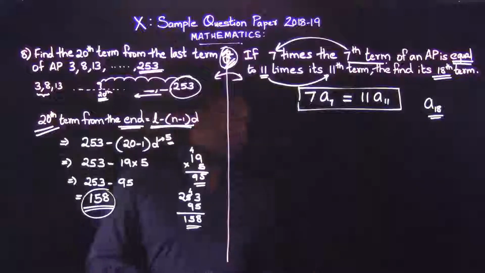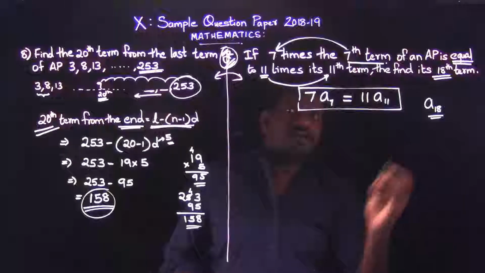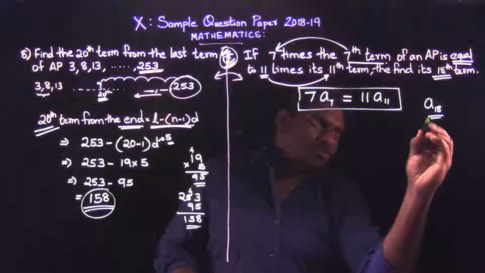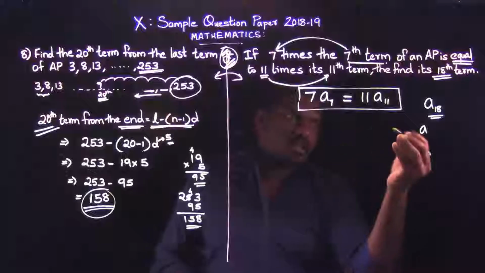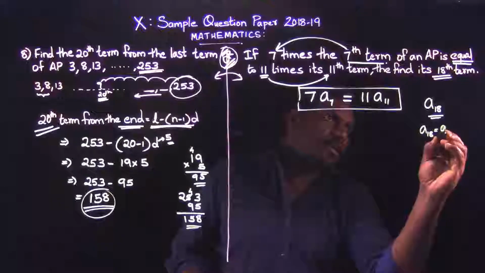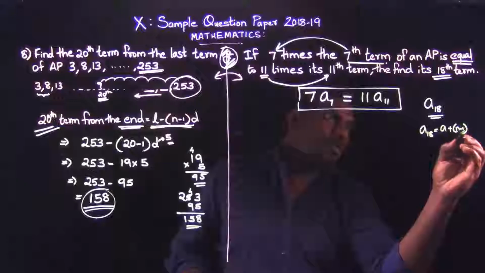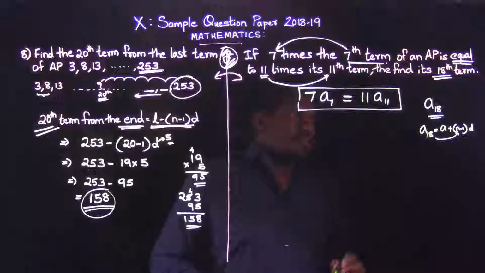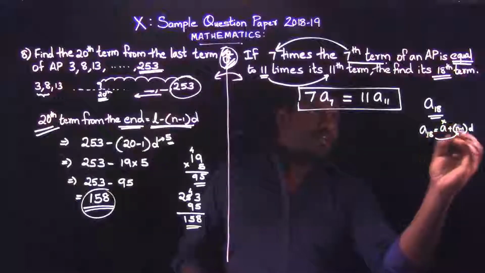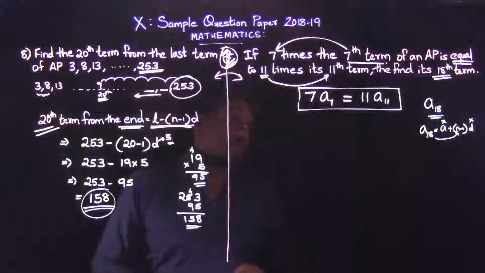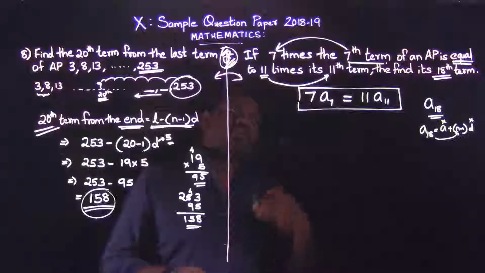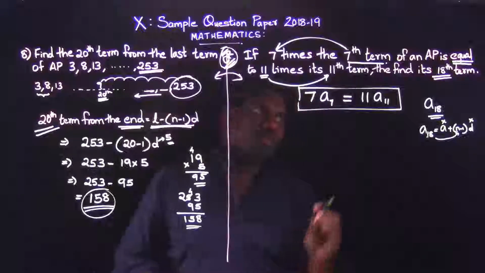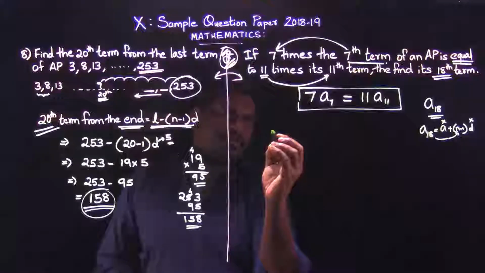For the 18th term, I normally tell the students that whenever you want to find something, write its formula. A18 is a plus (n minus 1) into d, where n is going to be 18 here. That is clear, but you don't know the value of a and d here. So first of all, you want to find those. Here in an equation you have two variables. Let's see how we will tackle this.